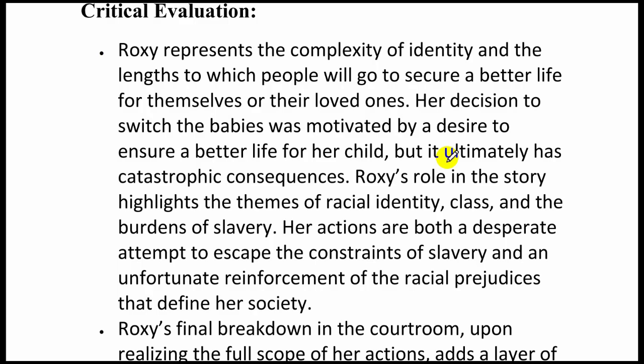Roxy's role in the story highlights the themes of racial identity, class, and the burdens of slavery. Her actions are both a desperate attempt to escape the constraints of slavery and an unfortunate reinforcement of the racial prejudices that define her society.